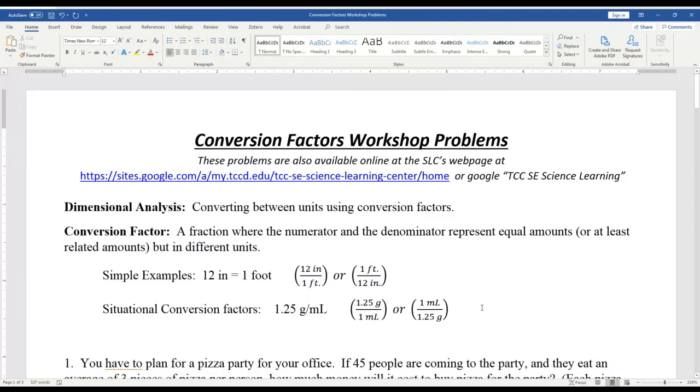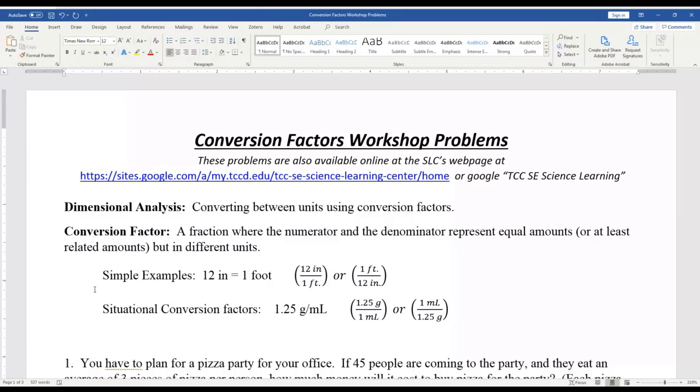So the key idea here is this. Because conversion factors are fractions that are equal to 1, when you're trying to solve a problem using dimensional analysis, you're not actually changing the amount. You're simply changing how that amount is expressed. Because conversion factors are basically like multiplying by 1, since the numerator is equal to the denominator.